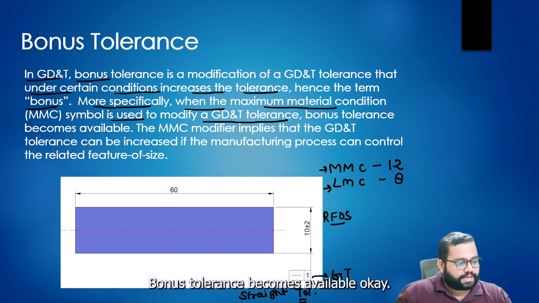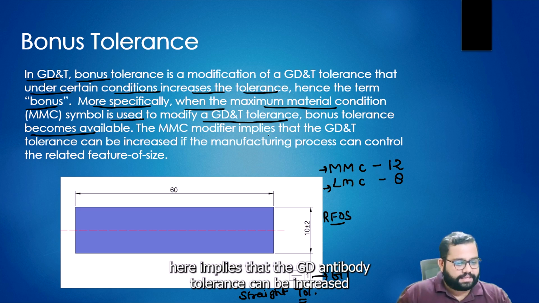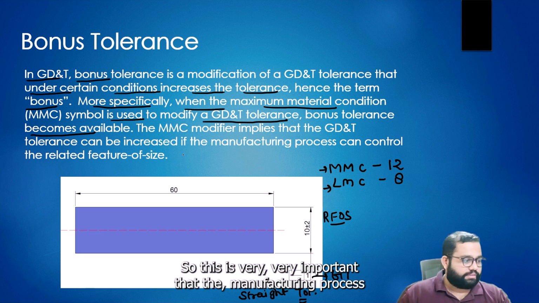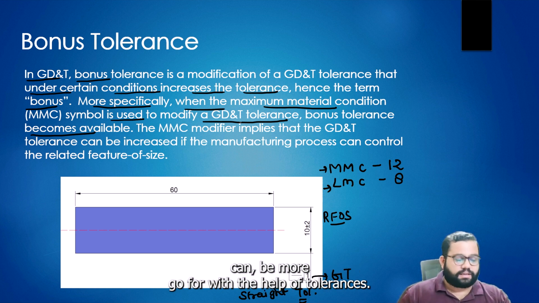Bonus tolerance becomes available. The MMC modifier implies that the GD&T tolerance can be increased if the manufacturing process can control the related feature of size. This is very important, as the manufacturing process gets more room with the help of tolerances.